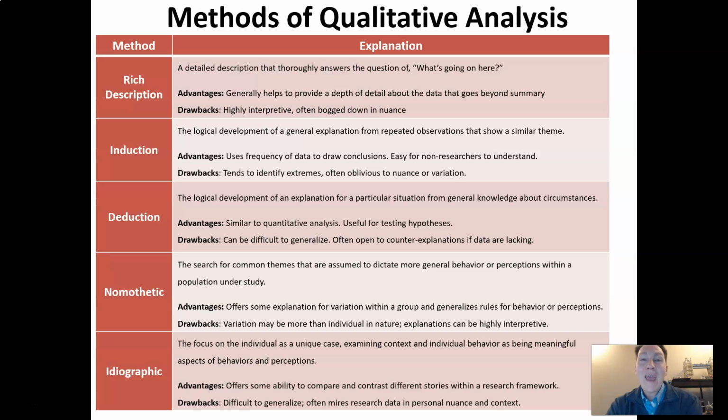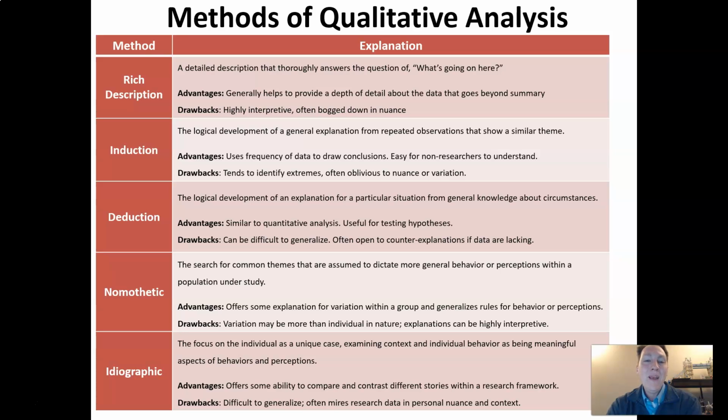That is actually how a lot of qualitative data analysis is conducted, with an inductive framework. And as we're going to talk about when we talk about grounded theory a little bit later in this series, it is a good method, and it's very rigorous and useful in many ways. One of the advantages is that we're going to use the frequency of data to draw conclusions, and it's easy for non-researchers in particular to understand. If we see a theme cropping up over and over and over, it's probably a real theme, something that we can easily grasp.